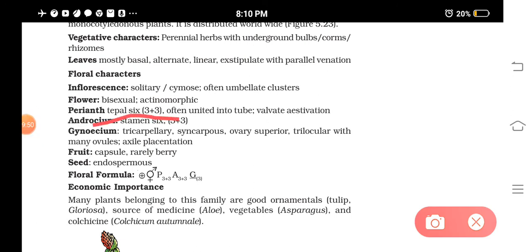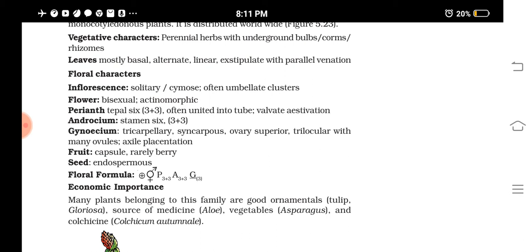So you can see tepals are arranged in two levels. In one layer 3 will be there, and in the other layer another 3. Most of the time they are united to form a tube-like structure, tubular corolla. Understood? Then androecium, if you see, 6 stamens will be there. That also will be in 2 different levels, each having 3. 3 stamens in one layer, and the other layer will have another 3. So 3 plus 3 arrangement.